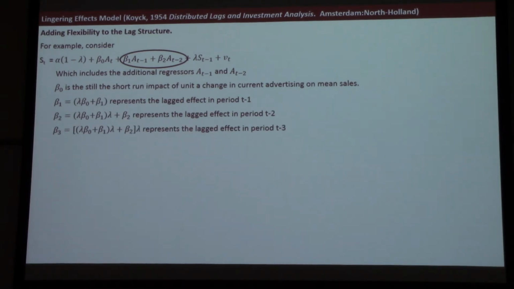And the coefficients are going to follow this lag structure. And again, trying to look at the pattern. And this is how you want to do your do files. You can see that the initial impact is still going to be beta 0. 1 period later, it's going to be lambda times beta 0 plus beta 1.